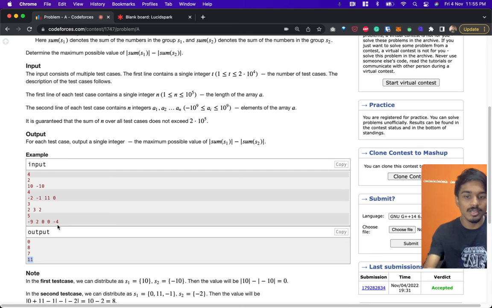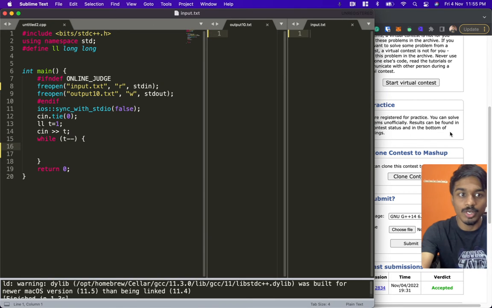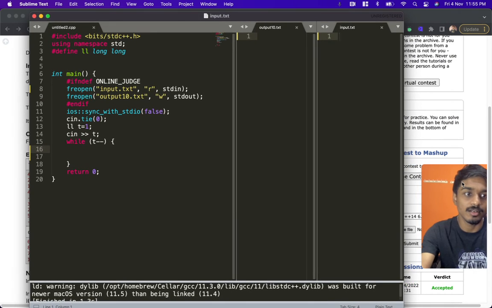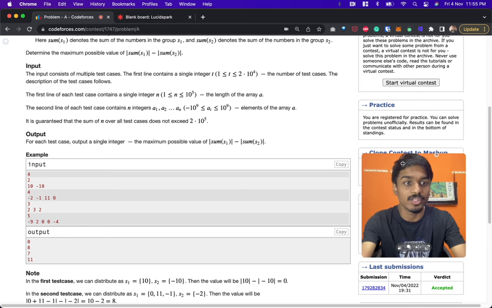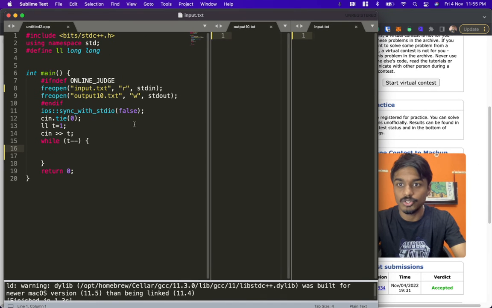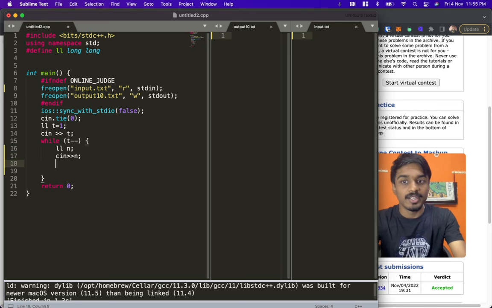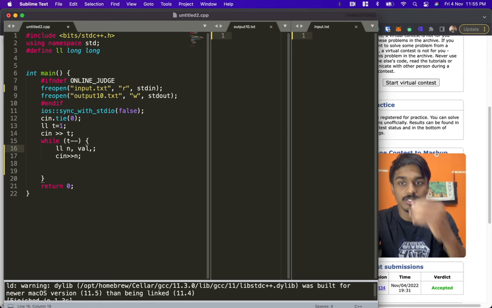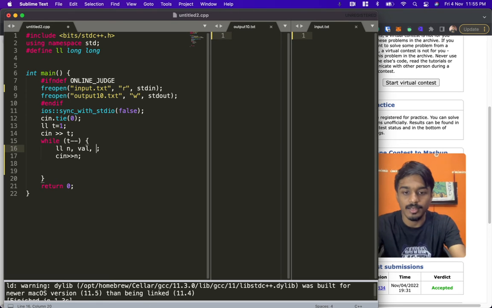Now let's quickly see how we code it. They told us we have the numbers, right? First n will be there, and then all the integers they are giving. We don't need to store the integers. I'll show you. We take the integers, and we take a val by which we are taking the input, s1 through which we are taking the sum, and s2 through which we take the negative sum.